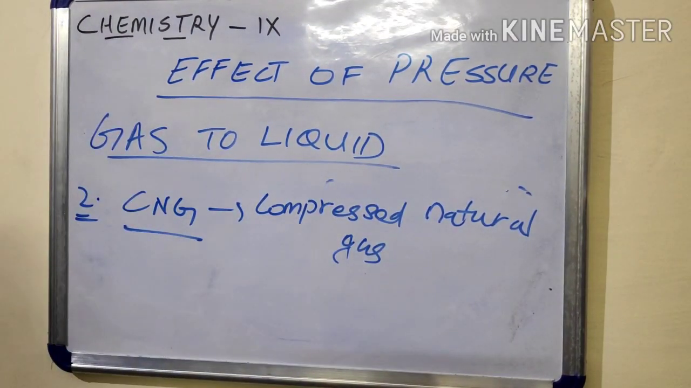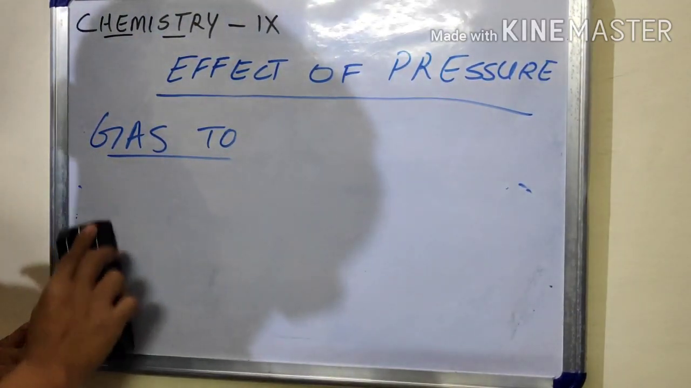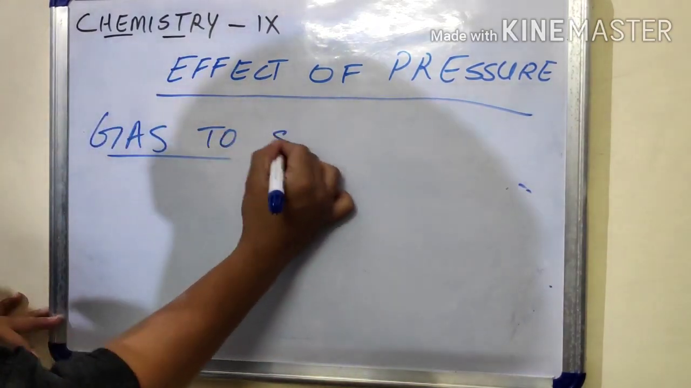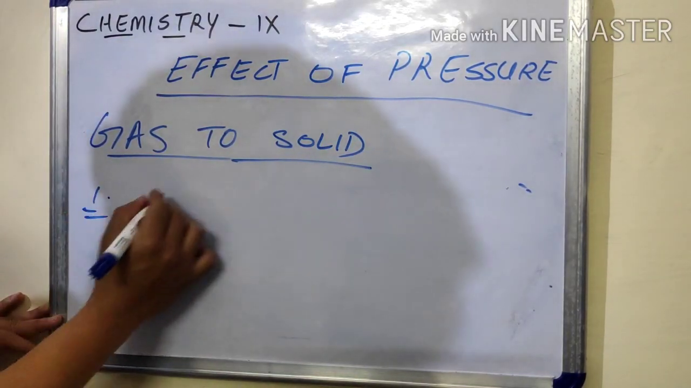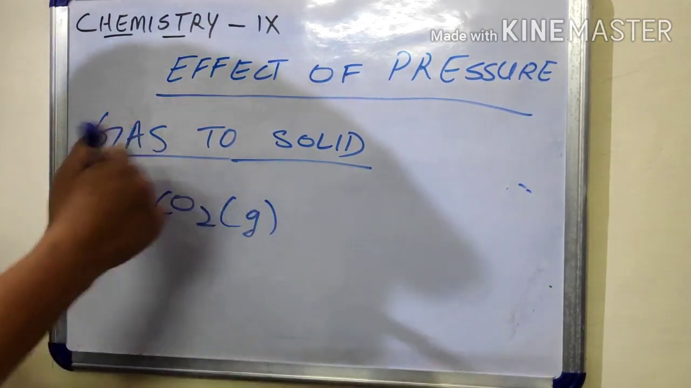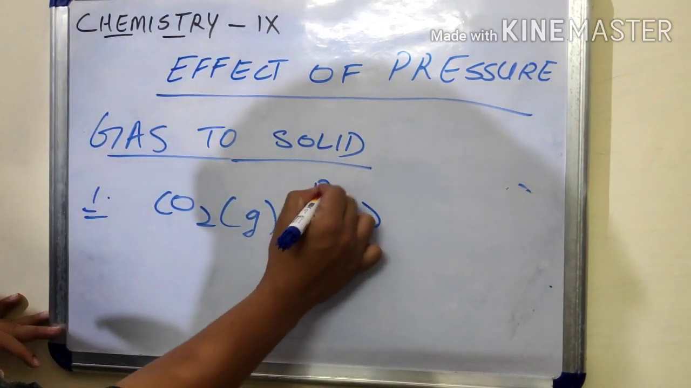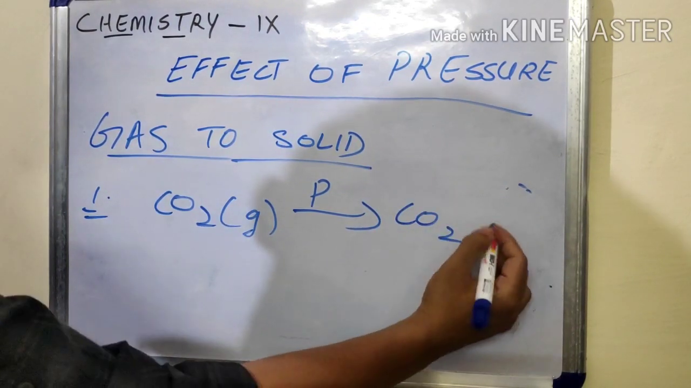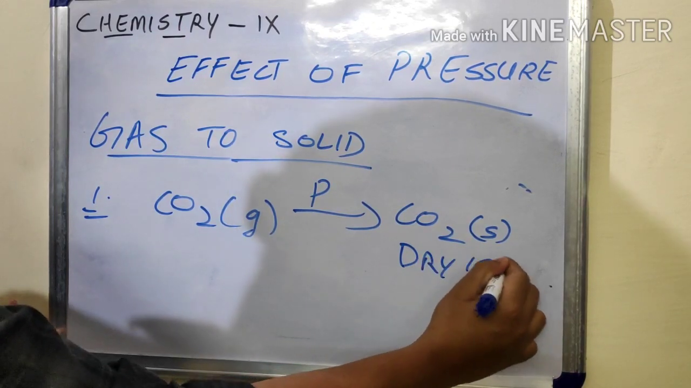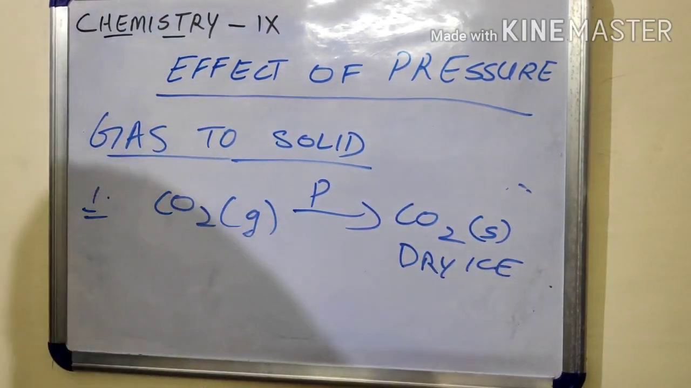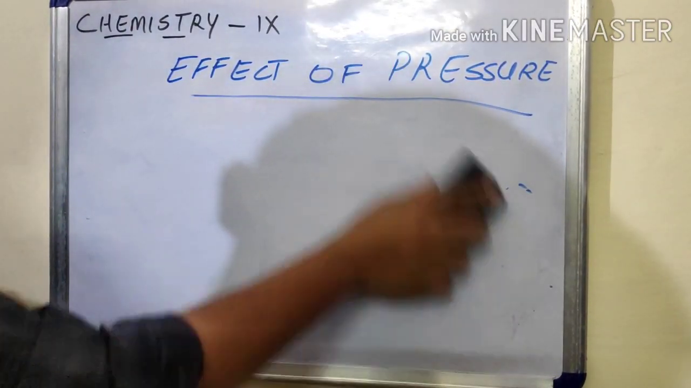Then you can write down one example of gas to a solid also. One important example of gas to a solid is carbon dioxide gas. You studied dry ice, no? Carbon dioxide. When you apply high pressure to it, it directly solidifies, and this becomes dry ice. This is called carbon dioxide in solid form. So this was your effect of pressure.